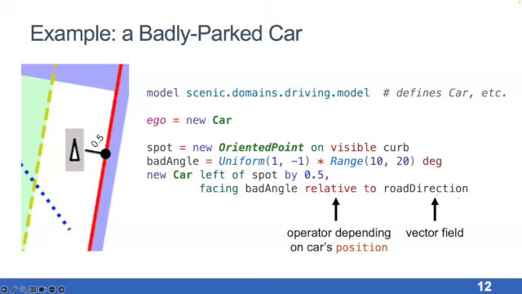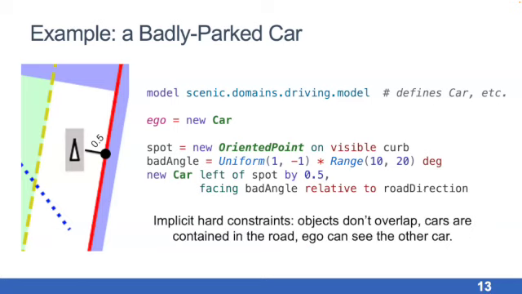Another interesting thing there is the vector field defines a different direction at every point in space, but Scenic knows because we're defining this car, I should look up the position of this car. So Scenic here will figure out, okay, first I have to compute the position using this left of, which recursively requires that we figure out the width and so forth, before we can then go on to evaluate this facing specifier.